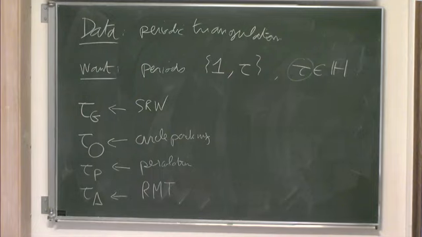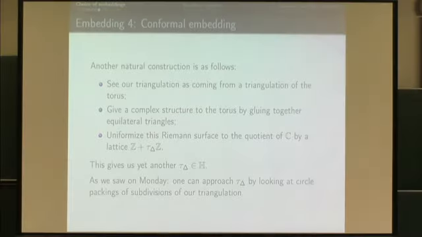Okay, I'm just saying nothing about the SL2Z action that makes it a little bit, well, ambiguous to speak about tau instead of the lattice, but you get this tau delta, which comes from the complex structure that you want to build out of the triangulation. So if you were there on Monday, you saw that one way to approach the complex structure that you get by gluing equilateral triangles is by looking at circle packings in a subdivision of our triangulation, and refining the subdivision, you get better and better approximation of the complex structure.